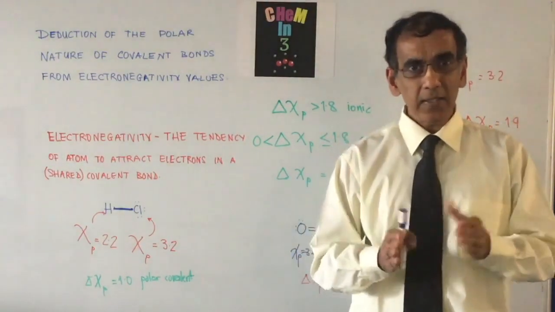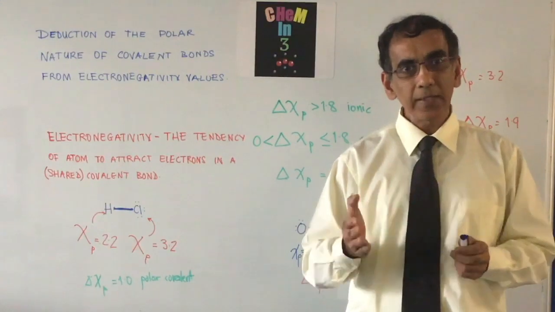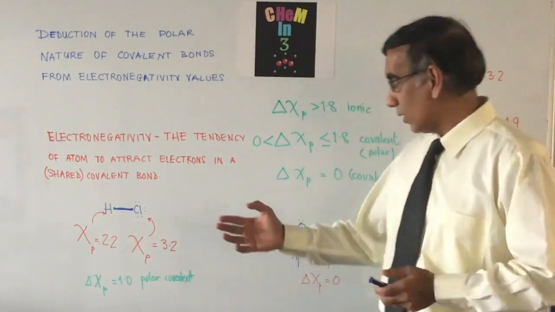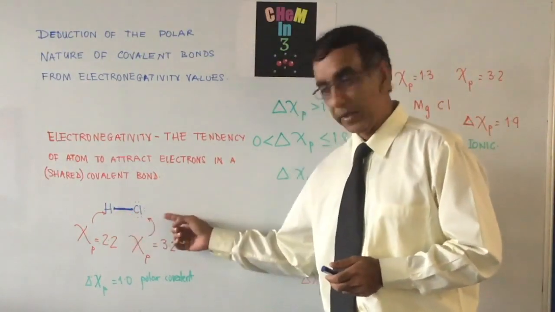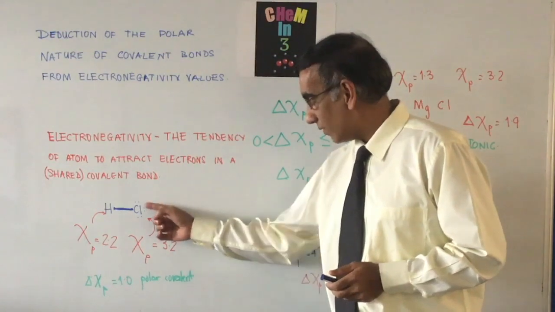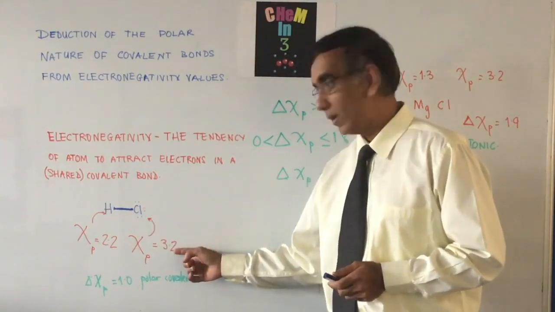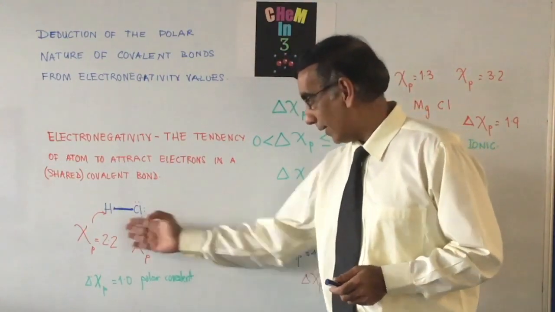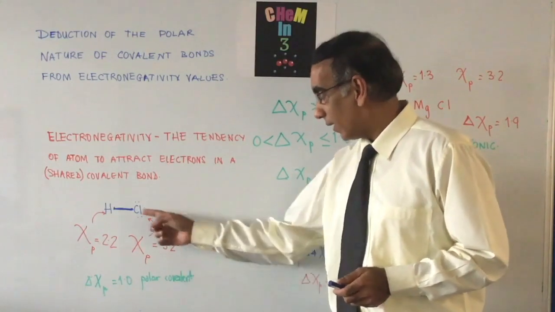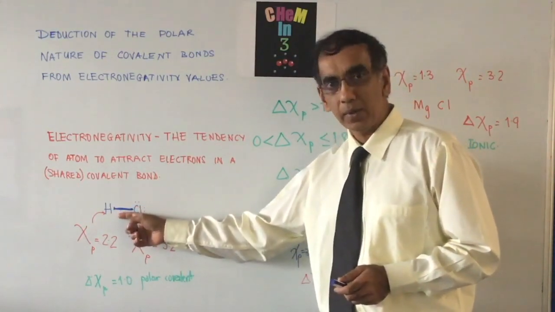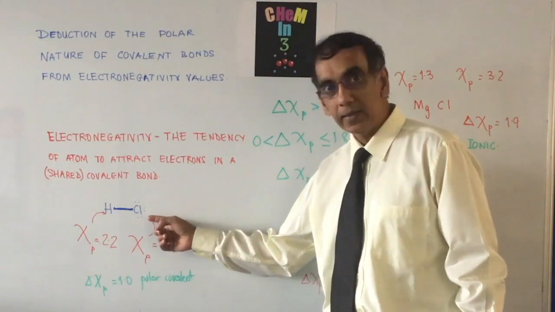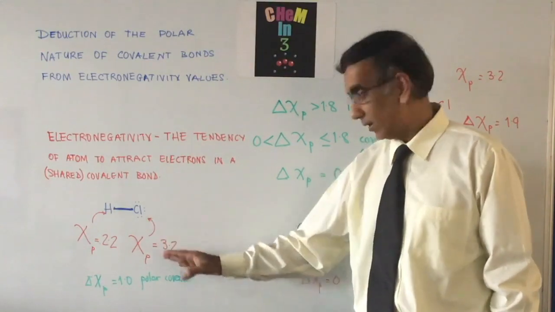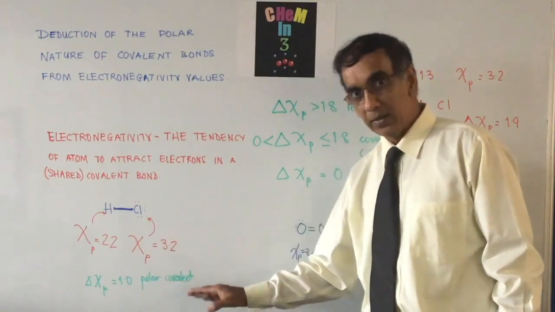And electronegativity has no units, for it is a relative term referring to the relative tendency of atoms to hold electrons closer to them. So for instance here in hydrogen chloride, with an electronegativity value for chlorine of 3.2 and hydrogen 2.2, there's a difference of 1 in the values of the two atoms, meaning that the shared electrons in this covalent bond are held much closer to chlorine than they are to hydrogen, making this particular type of covalent bond a polar covalent bond.